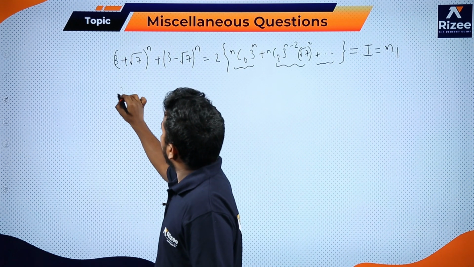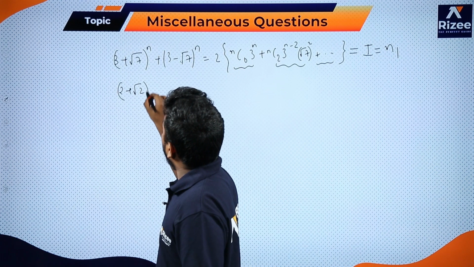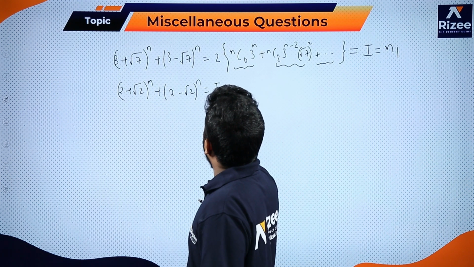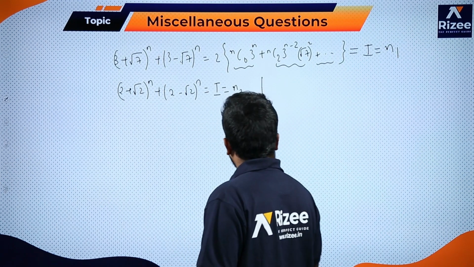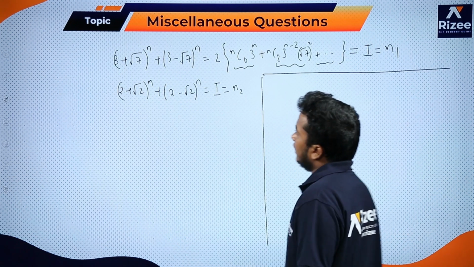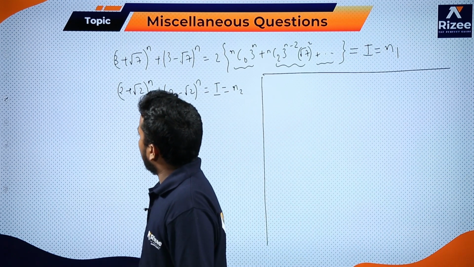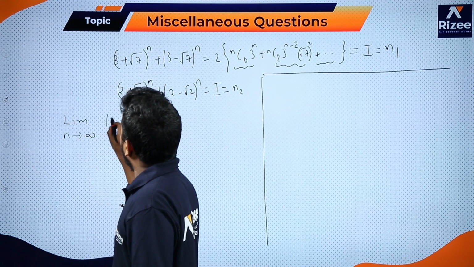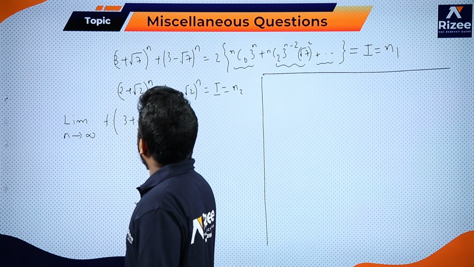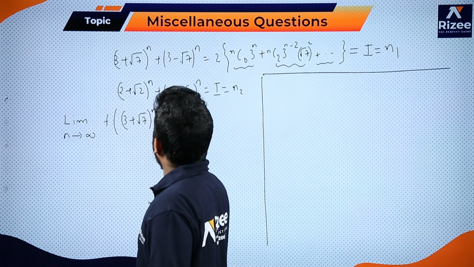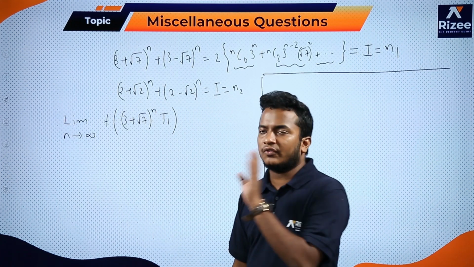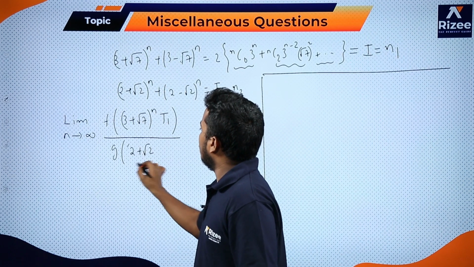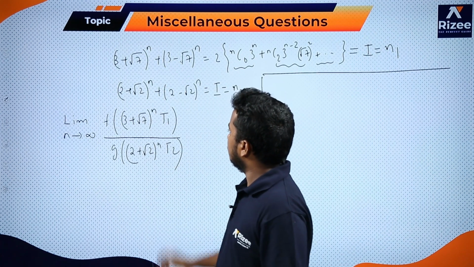Similarly, (2 plus root 2) whole power n plus (2 minus root 2) whole power n is also an integer which I am calling n2, right? So the question is limit n tending to infinity of f of (3 plus root 7) whole power n into t1. What is t1? Period of f. By g of (2 plus root 2) whole power n into t2, right?